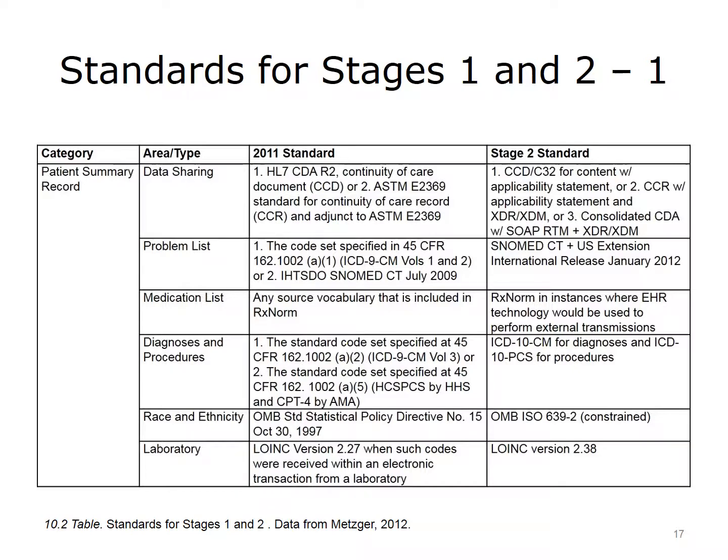As noted before, there have also been standards specified to achieve meaningful use. There were standards in the original Stage 1 of meaningful use, and then in the new Stage 2. The tables on this and the next 2 slides show the types of standards required for meaningful use. For example, the patient summary record had to use the Continuity of Care document, or CCD. The problem list needed to be in SNOMED CT. The medication list must be in RxNorm. Diagnoses and procedures must be in ICD-10, and laboratory results must be in LOINC.